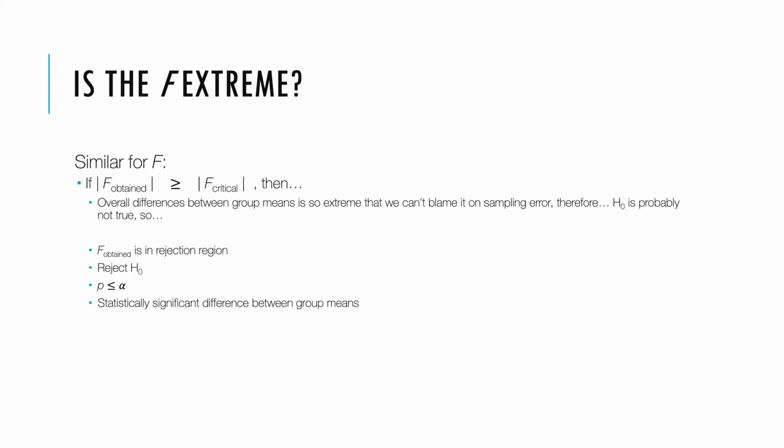That means our obtained is now in the rejection region. We've crossed that finish line. We can reject the null. P is going to be less than whatever our selected alpha is, and there's a statistically significant difference between these groups. We don't know which group or groups are significantly different from one another, but overall within the system, there is a statistically significant difference that exists there.